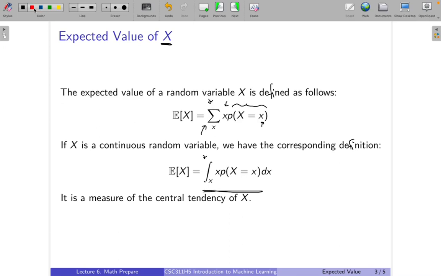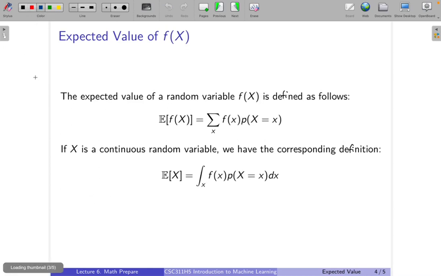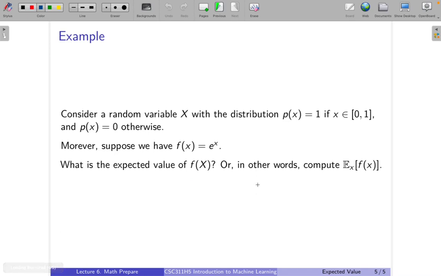So the expected value of x, or the mean of x, is a measure of the central tendency of our random variable. The expected value of f of x is similar. So just missing f here, but really instead of x here, we're just putting in f of x. So let's look at an example.